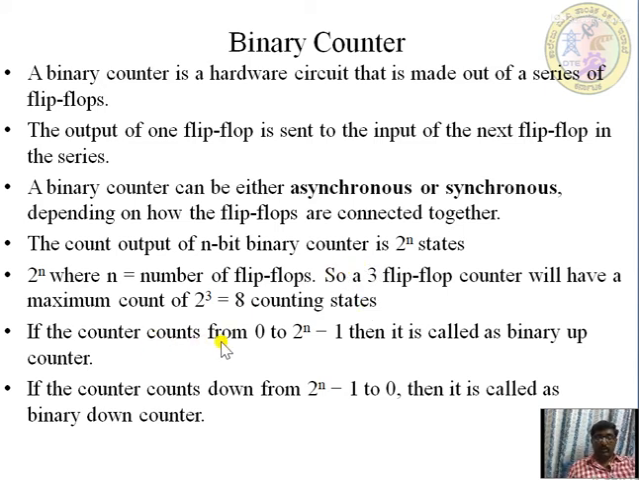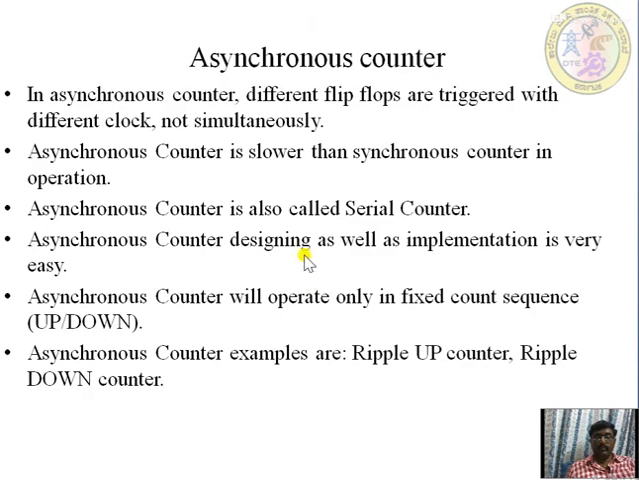If the counter goes from 0 to 2 raised to n minus 1, it is called a binary up counter, and if the counter counts down from 2 raised to n minus 1 to 0, it is called a binary down counter. That is, for 8 counting states, 2 cubed, it should count from 0 to 7 for an up counter, and for a down counter it should count from 7 to 0.